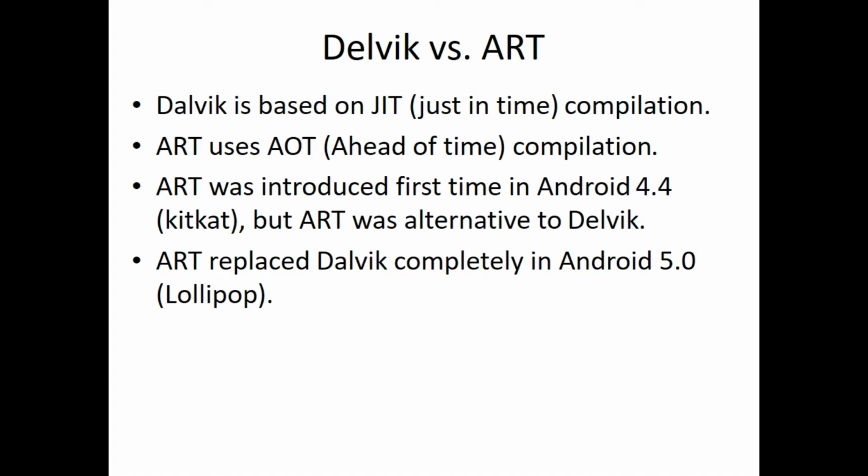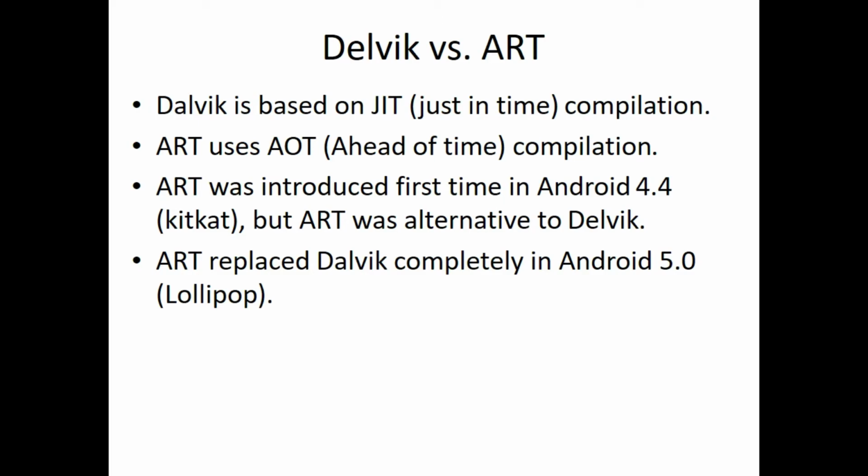ART is based on ahead-of-time compilation, meaning the part of code which is required by the application is already compiled. So whenever we require it, the next module is already available in memory. Before executing, that part of the code is already compiled and available for future use. But not all the code, only part of the code. ART was introduced for the first time in Android 4.4 KitKat as an alternative to Dalvik, but it did not replace Dalvik in KitKat.